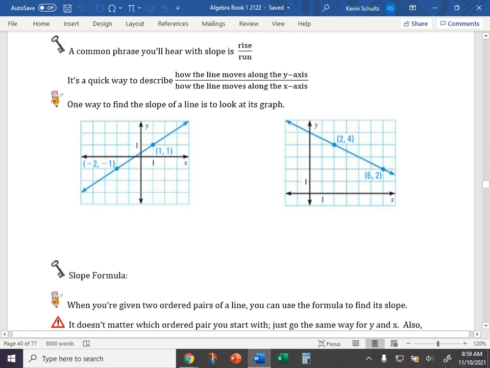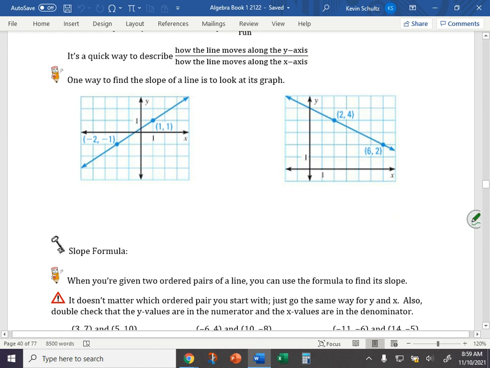That's a good place to start anyway. So when you're looking at a coordinate plane, we know this is a linear function because it is a straight line. And we think about this definition, rise over run, change in y over change in x, how the line moves across the y-axis compared to how it moves along the x-axis.